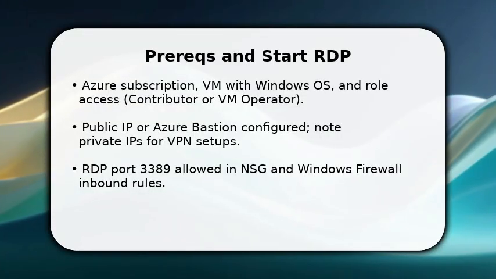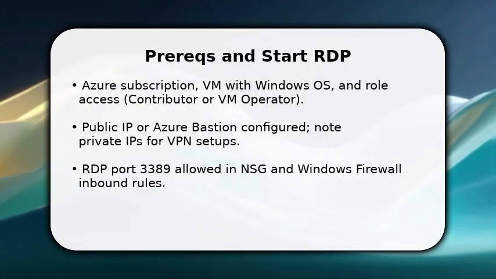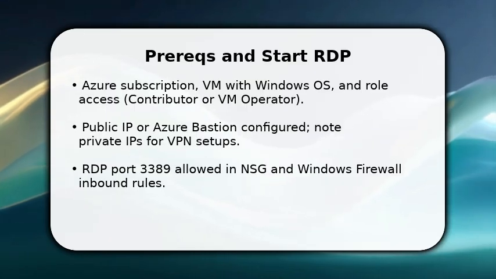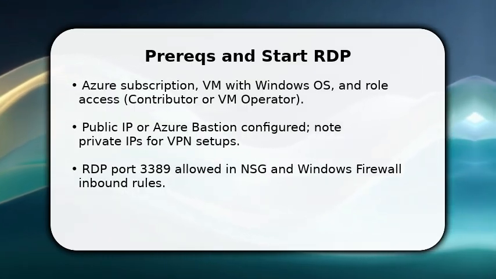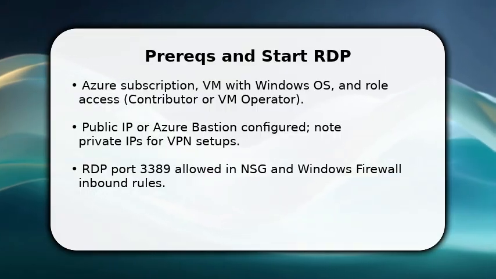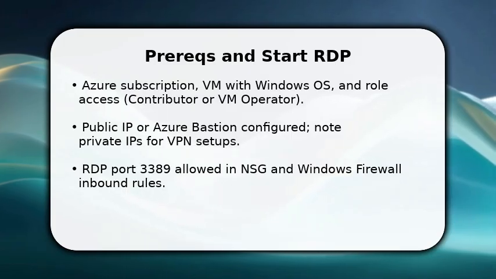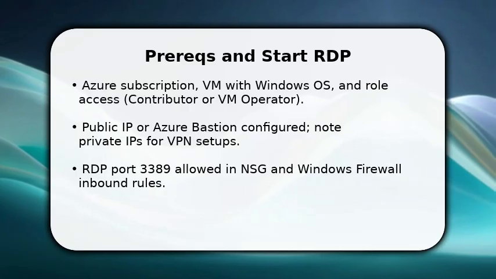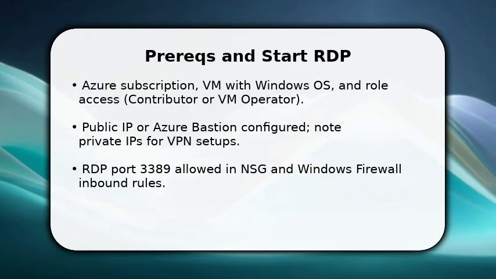You'll begin by confirming the essentials. You have an Azure subscription, a Windows VM, and proper RBAC to manage the VM. Once confirmed, find the VM's public IP or ensure Azure Bastion or VPN is prepared. Make sure the network security group and the VM's Windows firewall allow inbound TCP 3389.